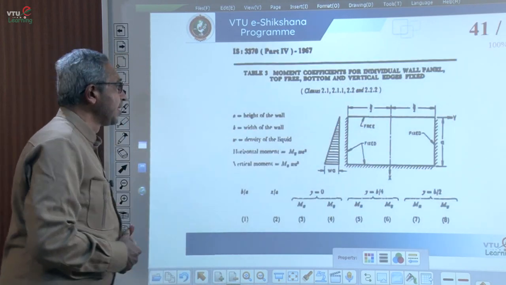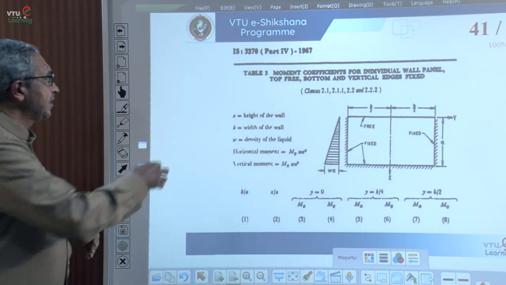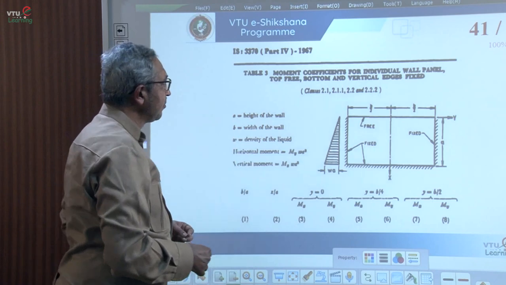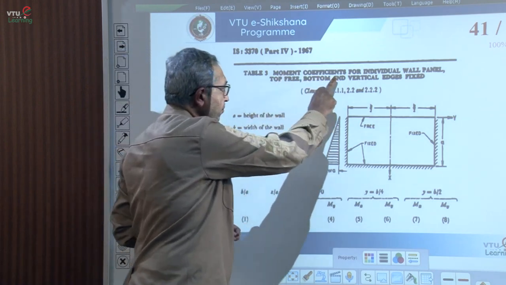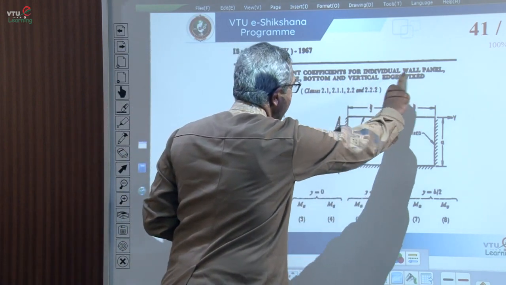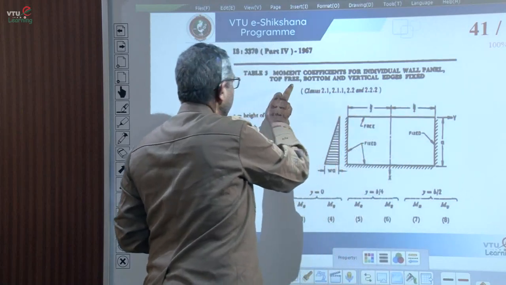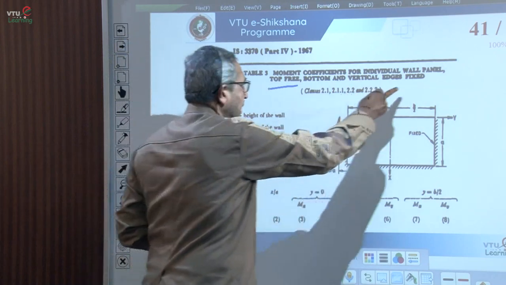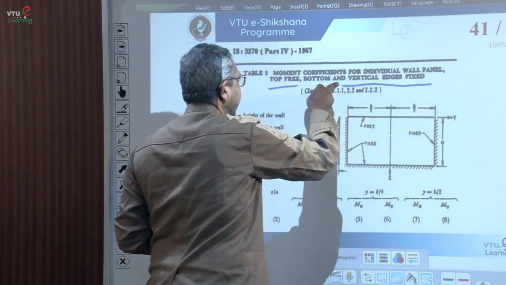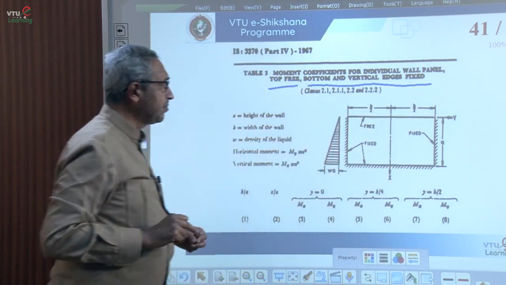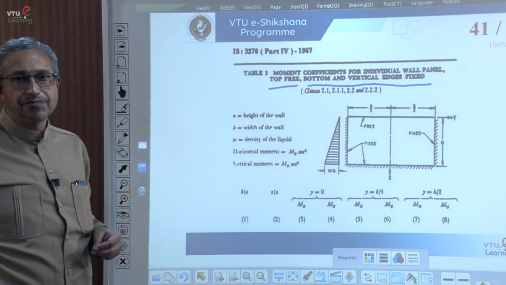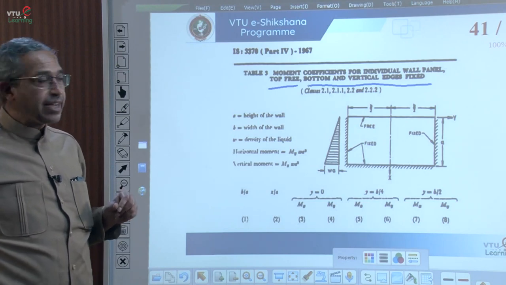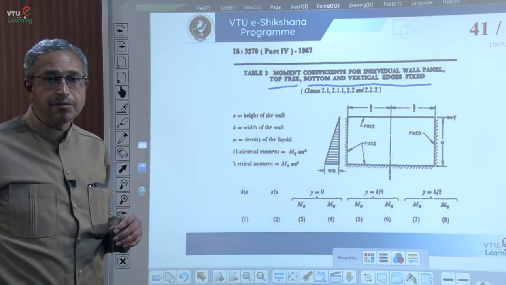Next, we refer to IS 3370 part 4, and in our case we are referring to moment coefficients for an individual wall panel where the top is free, and the bottom and vertical edges are fixed. So this is the condition. Table 3 directly refers to our problem number 3.